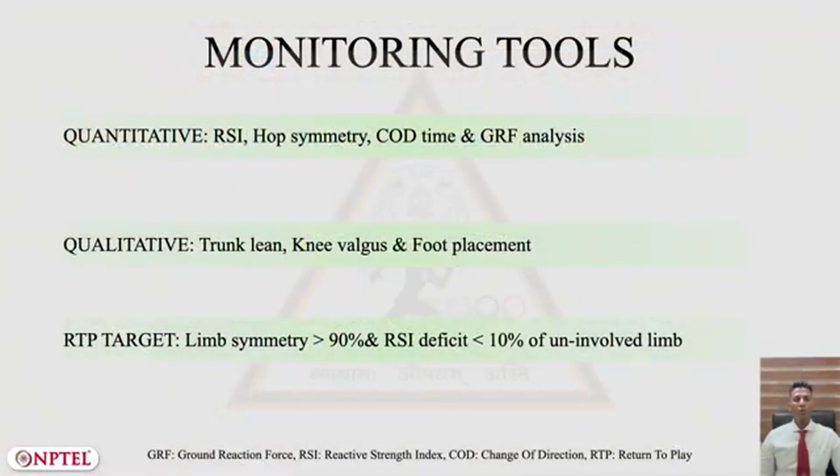Monitoring must be both quantitative and qualitative. Quantitative measures include reactive strength index, hop symmetry or change of direction times, and ground reaction force analysis. Return to play targets include achieving more than 90% limb symmetry and less than a reactive strength index deficit compared to the uninvolved limb.